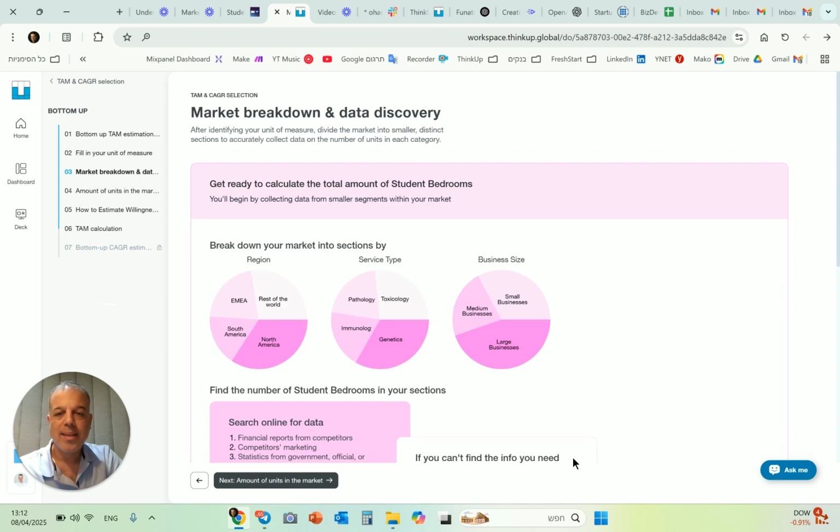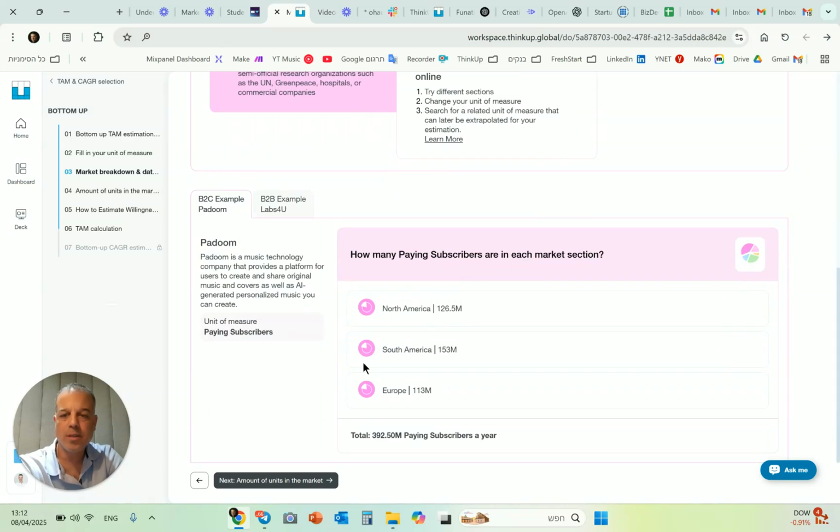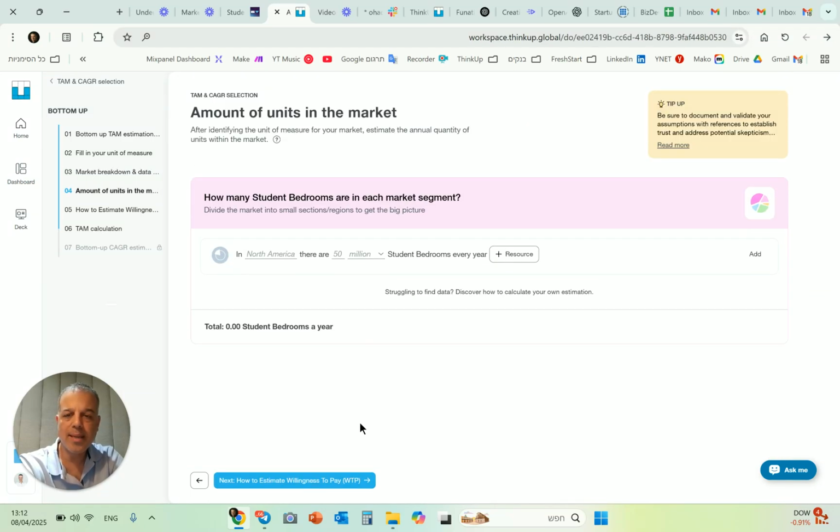All right. The next screen, again, explains how you should look at your market and break it down. It could be by region. It could be by different types of businesses. It could be different types of service, and so on and so forth. Read it, spend some time, super important. And then clicking next is the working space where you explain how you divide the market and how you support the amount of units you defined earlier.